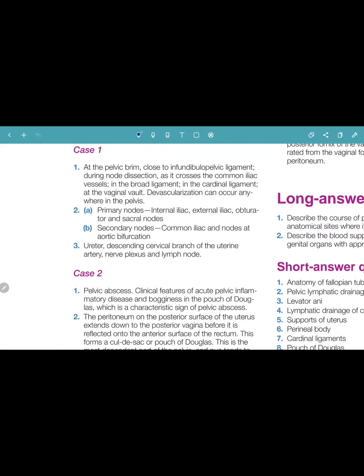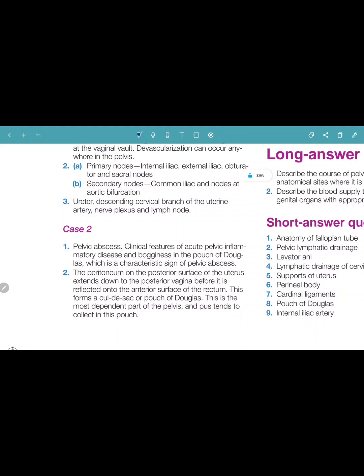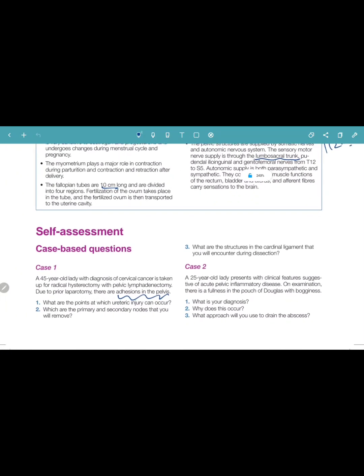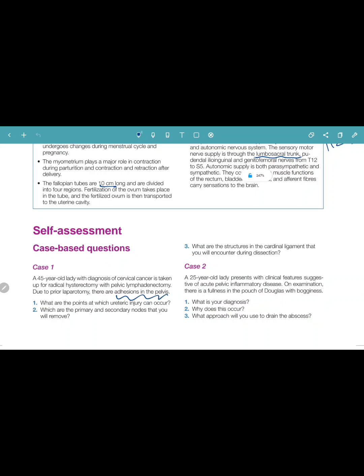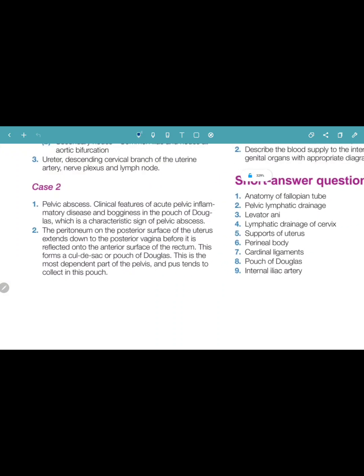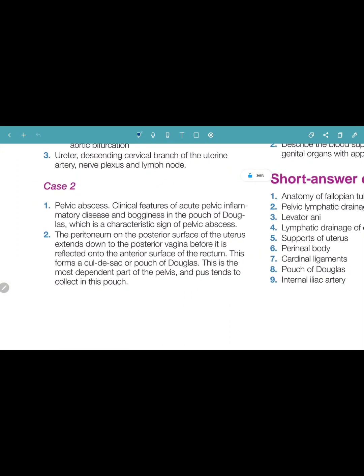cardinal ligaments. So the second question here, where a 25-year-old lady comes with clinical features of acute pelvic inflammatory disease. So there is fullness of pouch of Douglas. What is the diagnosis? Pelvic abscess is the diagnosis. Clinical features of acute pelvic inflammatory disease, and it's going to be bogginess in the pouch of Douglas, which is a characteristic sign of pelvic abscess.